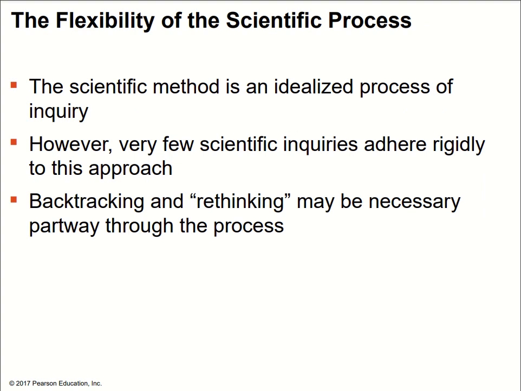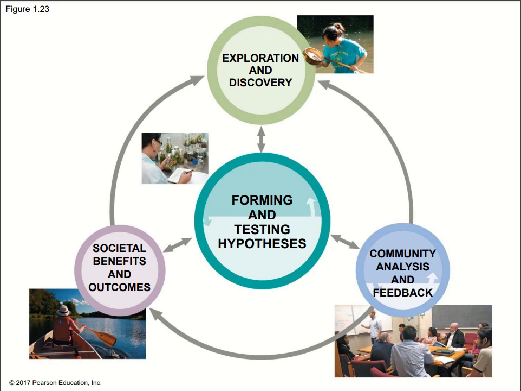The scientific method is an idealized process of inquiry. However, very few scientific inquiries adhere rigidly to this approach. Backtracking or rethinking may be necessary partway through the process. For example, when you're forming and testing a hypothesis, you may end up finding different outcomes, which may lead to different feedback. Over time, your initial hypothesis might need to be changed as you're doing different tests, and eventually you form one that seems to stand the test of time.